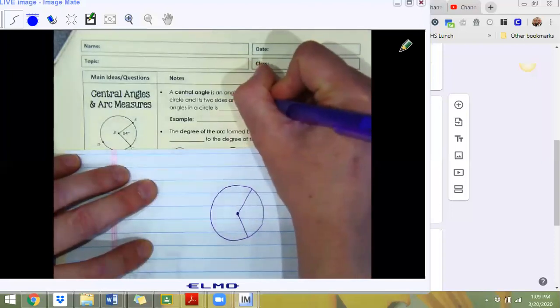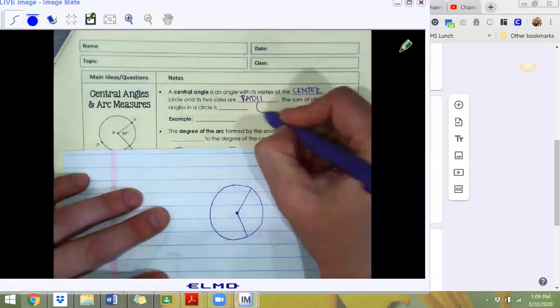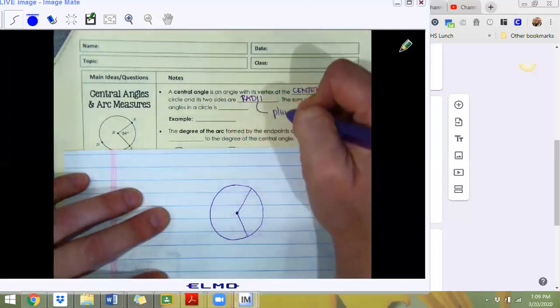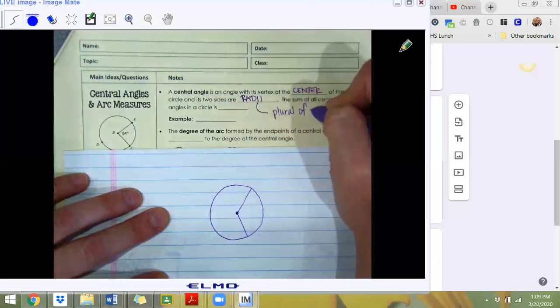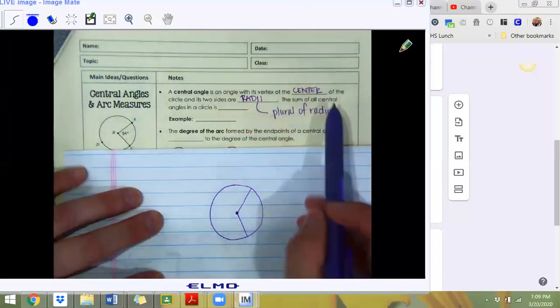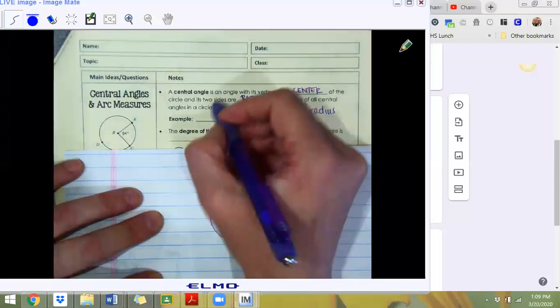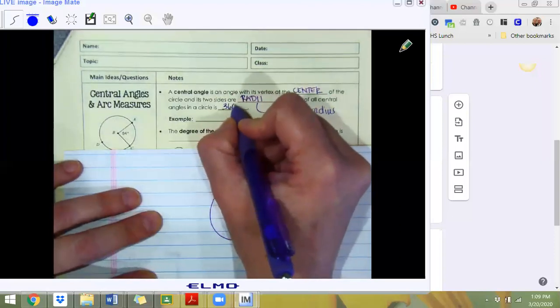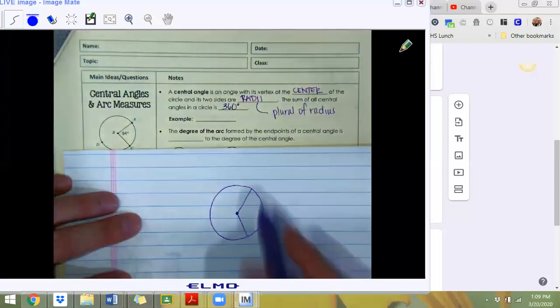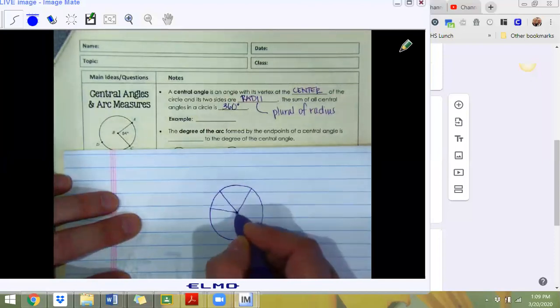Just FYI, radii, R-A-D-I-I, is the plural of radius. Okay? And it says the sum of all central angles in a circle is 360 degrees. So I'm going to make some other ones in here.